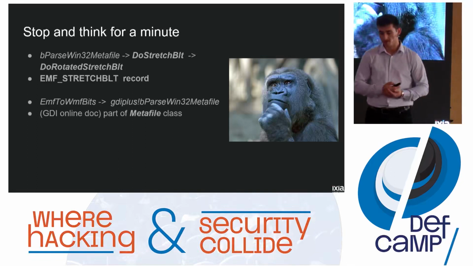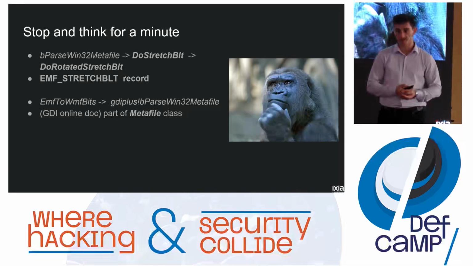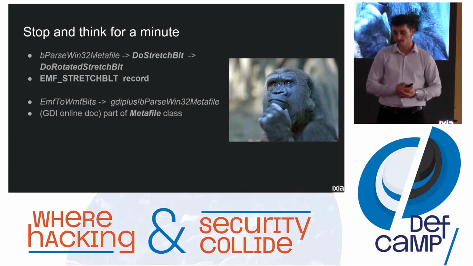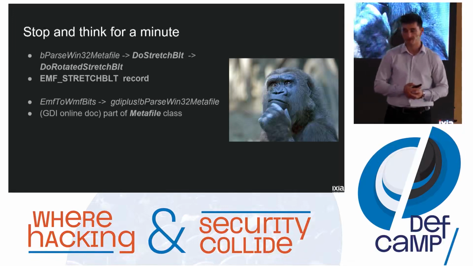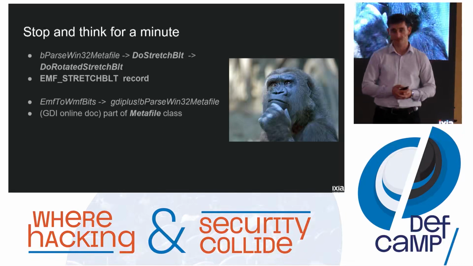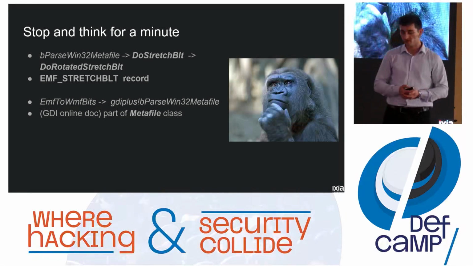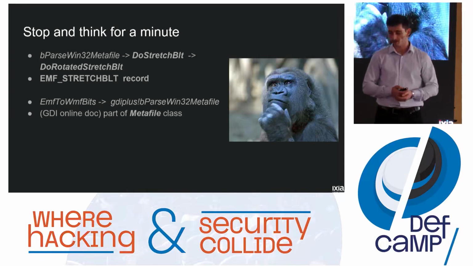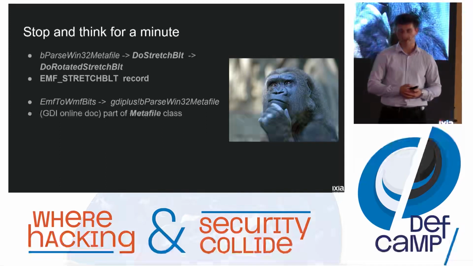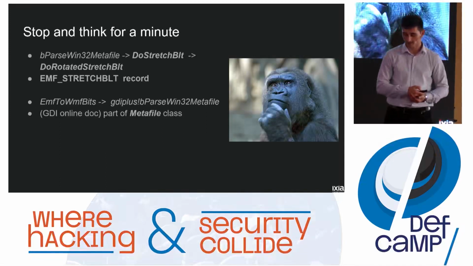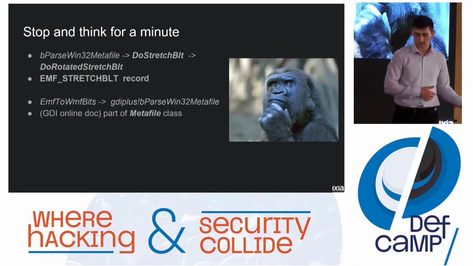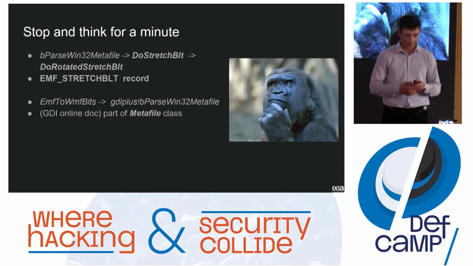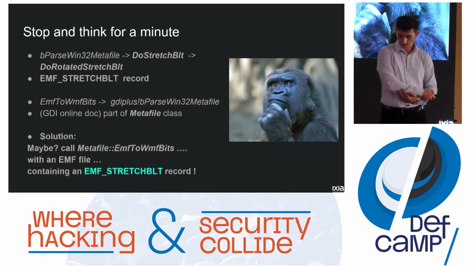So I need to find a way to call this method, and I know that it's external. So now what do I do? I take a look at the Microsoft documentation. And it turns out that this method, bparse win32 meta file, is actually a part of the meta file class. So I do have a way to make an API call, and hopefully that will reach the vulnerable code that is of interest for us. So let's try to do that, if this thing will let me.